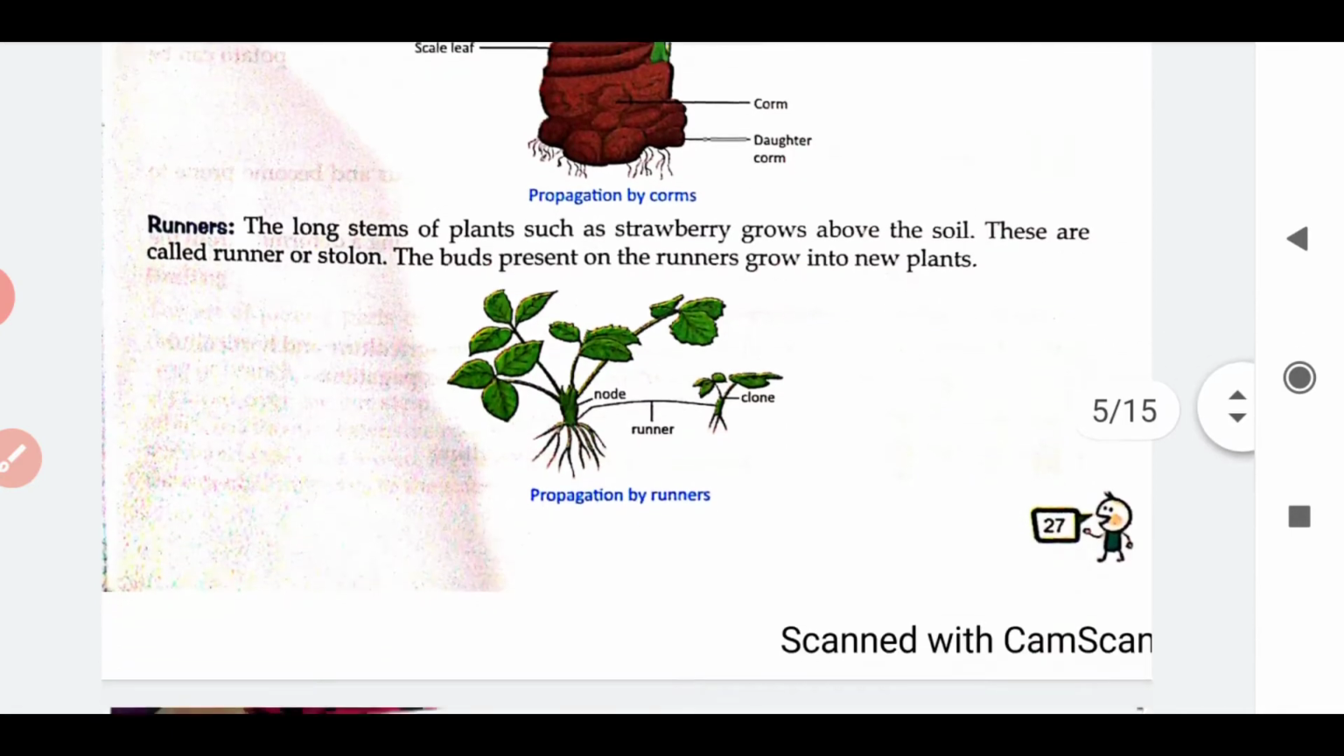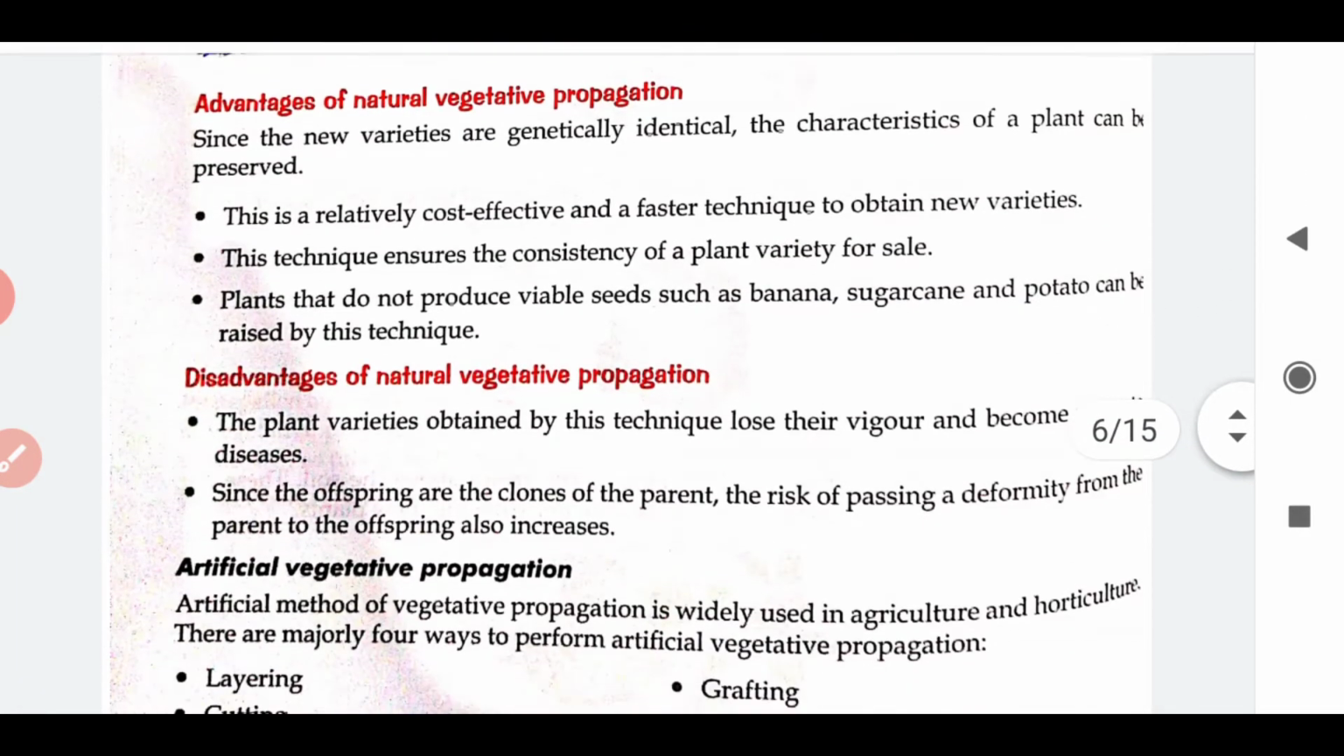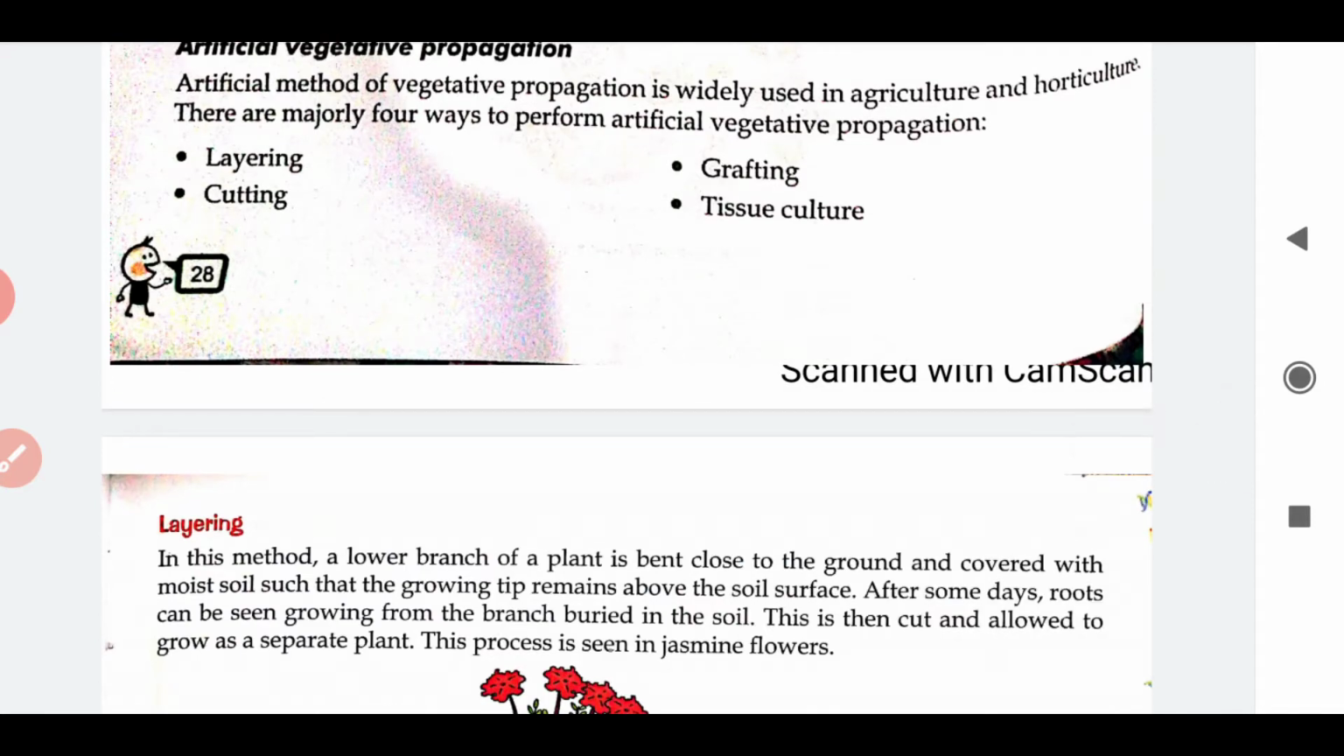Whereas in runners, the long stem of the plant grows, and when detached from the body, a new plant is formed. Then we have seen the advantages and disadvantages. You have answered very well in the question hour. Now artificial vegetative propagation, in which we have seen layering, grafting, cutting and tissue culture.